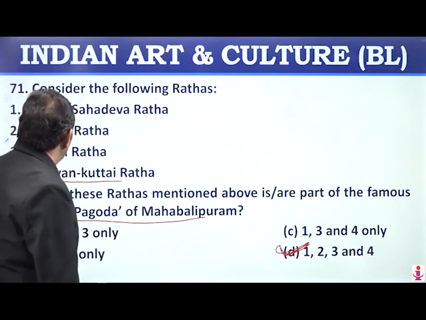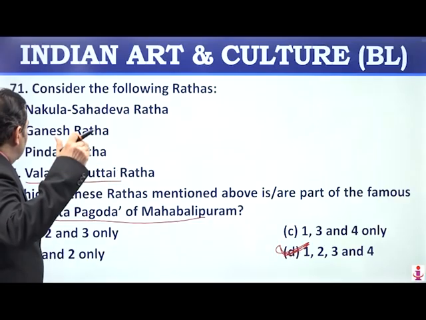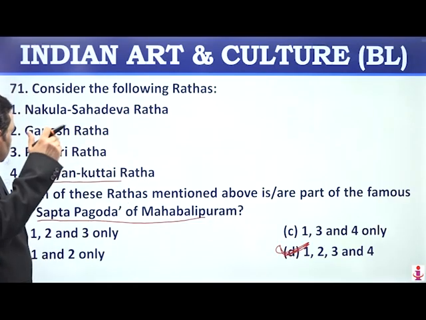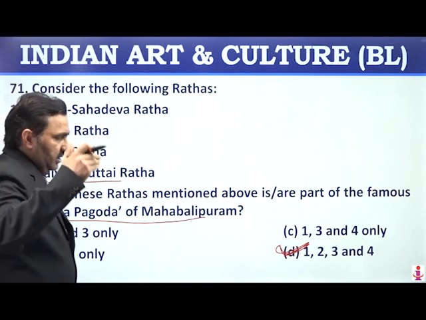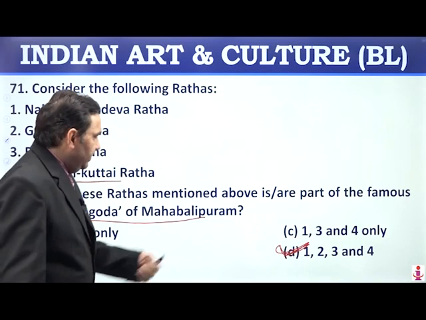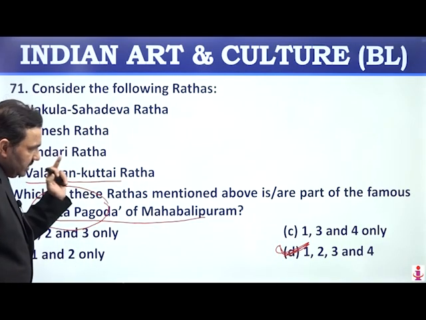4 are these. The other 4 are Dharmraj, Arjun, then you have Bhima Ratha and Draupadi Ratha. Dharmraj Ratha, Arjun Ratha, Bhima Ratha, Draupadi Ratha, these are 4 more, so there are 8. The name is Sapta Pagoda. The name seems to suggest that there were 7, but actually there were 8. So the option here is D.